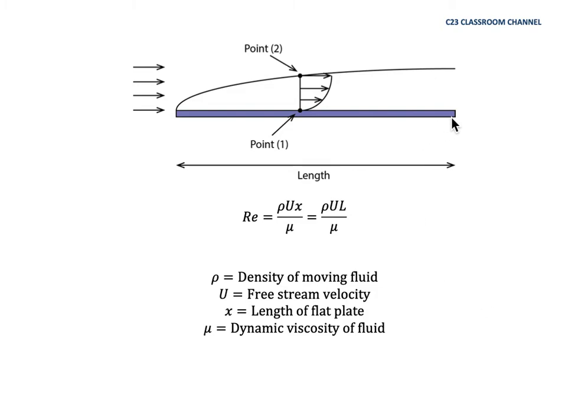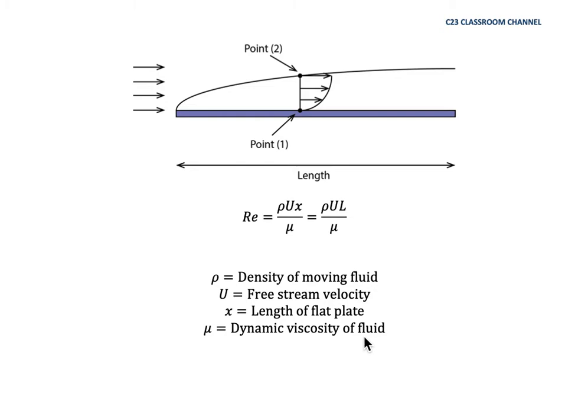Let's say we have a thin flat plate like this, and we have free stream velocity flowing from left to right, and it creates a boundary layer like this. We assume that the length of this thin flat plate is L. To calculate the Reynolds number for this condition, we could use the Reynolds number equation rho u x over mu. We could replace the x here with the length, and sometimes it can be written as rho u L over mu, where rho is the density of the moving fluid, u is the free stream velocity, x is the length of the flat plate, and mu is the dynamic viscosity of the fluid.